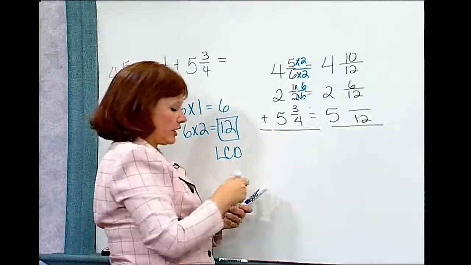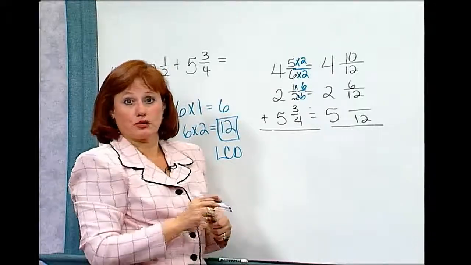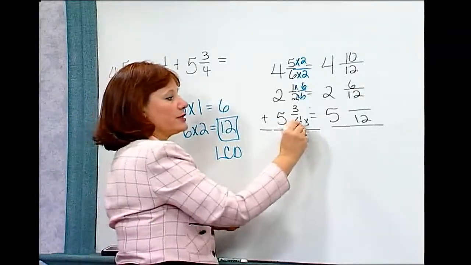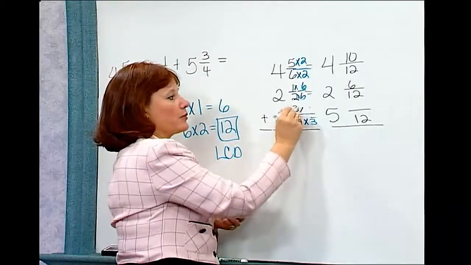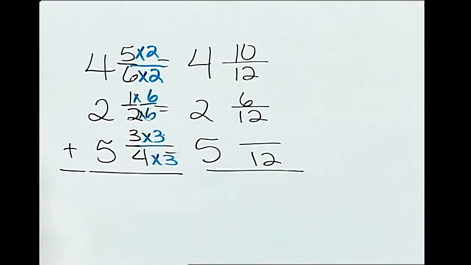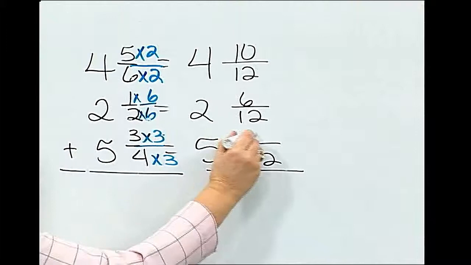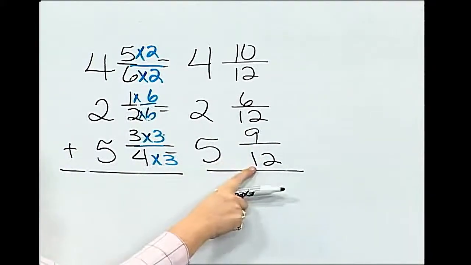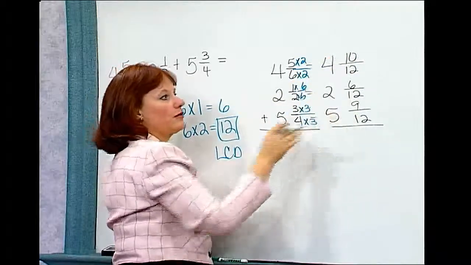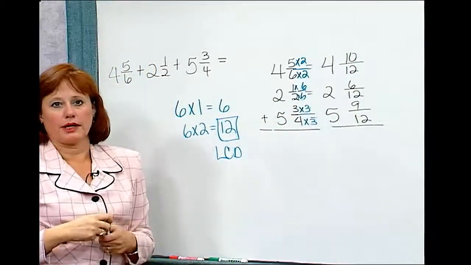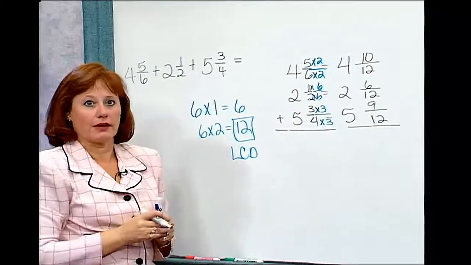Finally, if I want to change 3/4 into a fraction that has 12ths as a denominator, I know I need to multiply by 3. Since I've multiplied the denominator by 3, I want to be sure to multiply the numerator by 3. 3 times 3 is 9, and 4 times 3 is 12. Now I've changed all of these mixed numbers to equivalent numbers that have a common denominator. I'm ready to add them together.